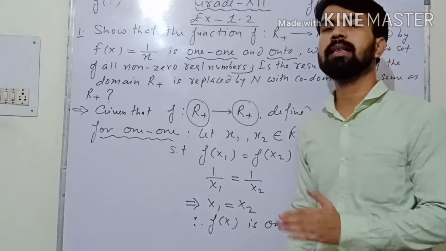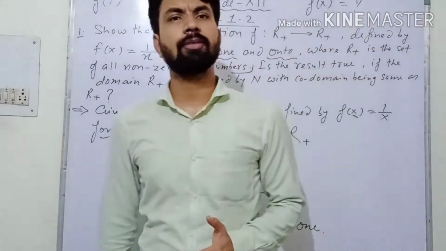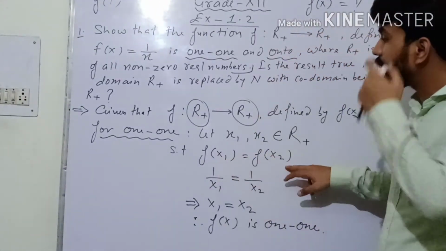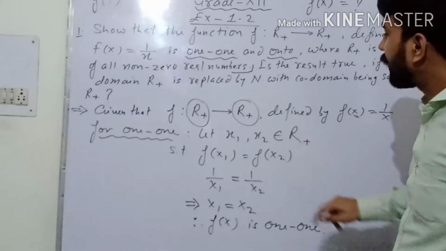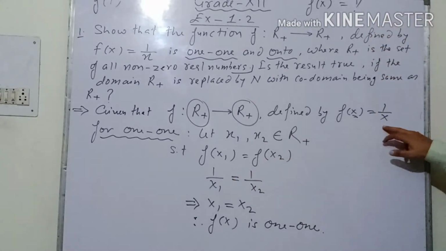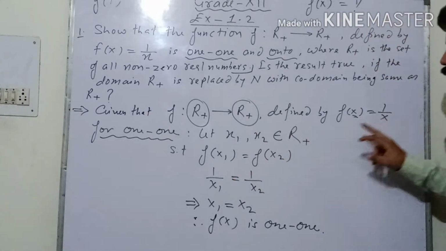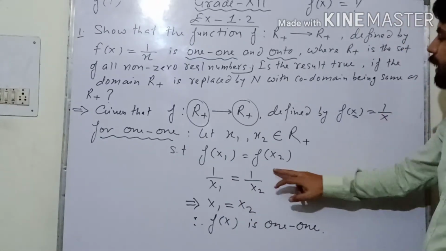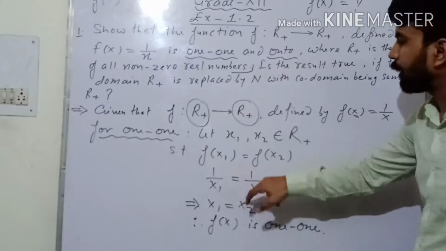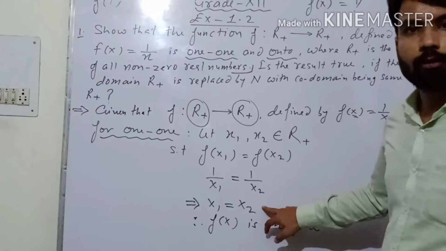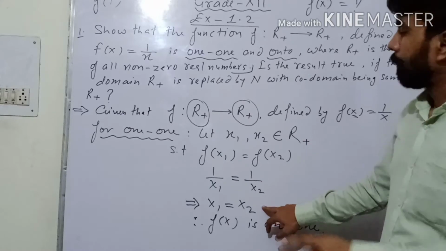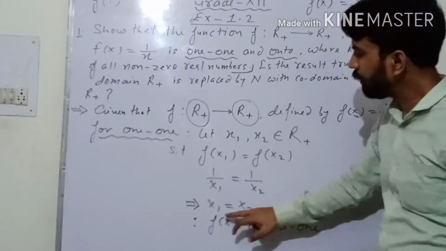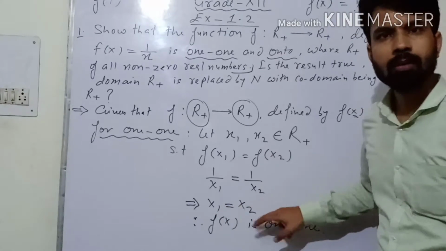If different elements have the same image, that means the function will not be 1-1. So here we assumed the function is not 1-1, but f(x1) is given by the function f(x) equal to 1 upon x, so f(x1) will be 1 upon x1, and f(x2) will be 1 upon x2. By cross multiplication we will get x1 equals x2. Here we can say that if images of two elements are same, then both the elements are also same.